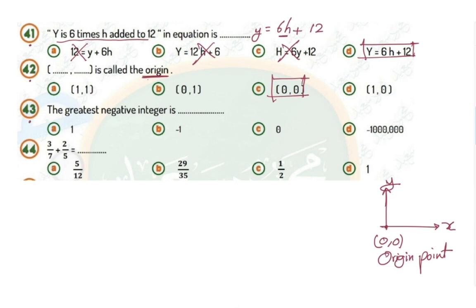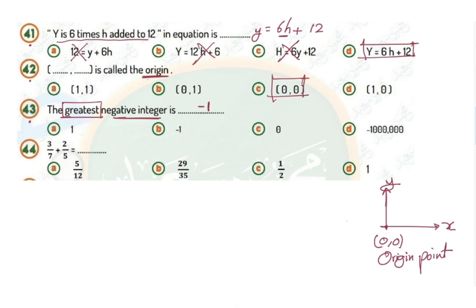Next point 43. The greatest negative integer. We know about the negative integers. Negative integers start with what? -1, -2, -3, and so on. So what's the greatest negative integer? Of course, -1 is the greatest negative integer.